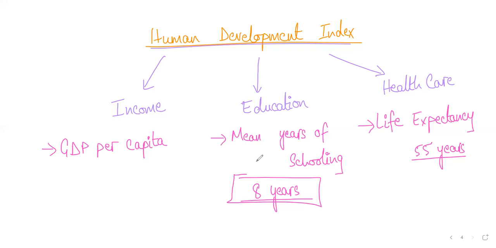Now, this 55 years means that a typical Pakistani lives up to 55 years on average. Does it make sense? It's simple. Any confusion so far? Anything that's coming to your mind?